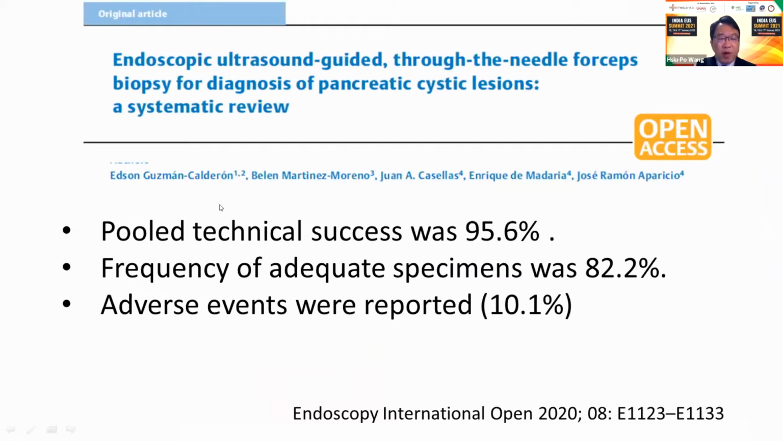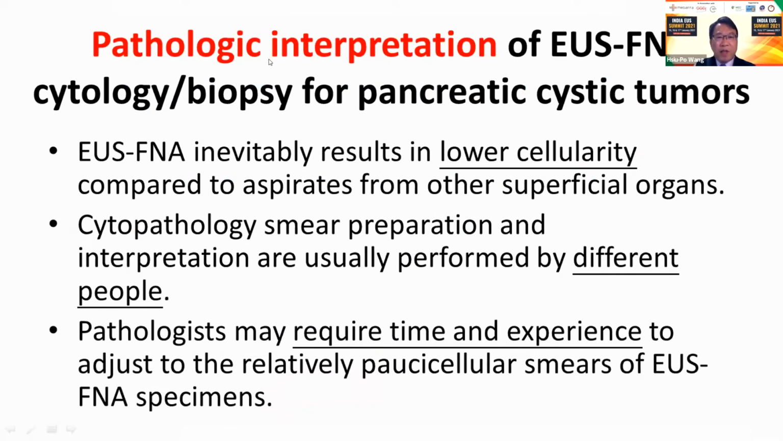The systematic review included 8 qualified studies, and the pooled technical success was over 90%, the adequate specimens were over 80%, and the adverse events were reported at 10%. One issue is pathology interpretation, because the specimen taken by EUS FNA cytology or biopsy is very small.